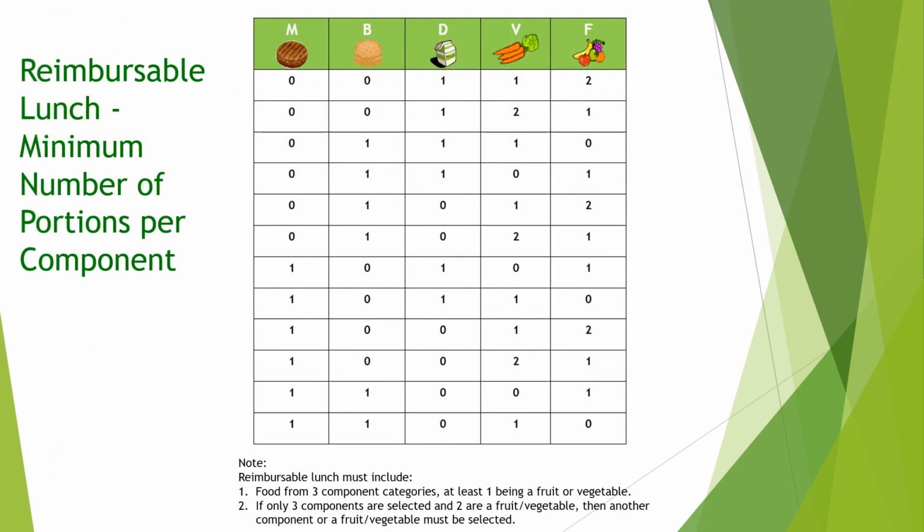There are many combinations of reimbursable meals. This chart shows all the combinations for the minimum number of portions per component that are allowed for a reimbursable meal. As you can see, students must select food from 3 different component categories, one of which must be a fruit or a vegetable. If only 3 components are selected and 2 are a fruit or a vegetable, then another component or another fruit or vegetable must be selected to make a reimbursable meal.